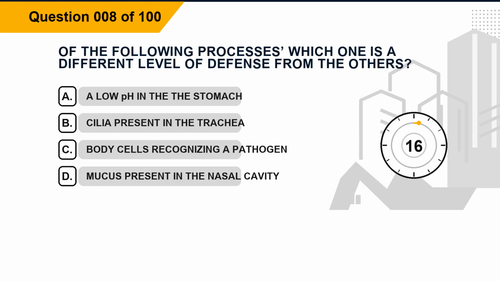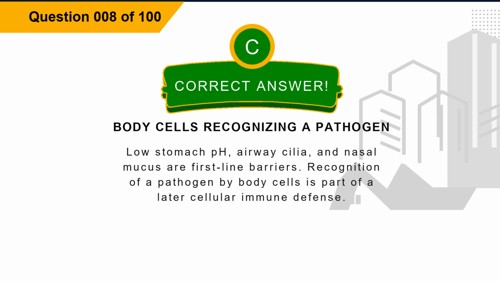Question 8. Of the following processes, which one is a different level of defense from the others? Option A, a low pH in the stomach. Option B, cilia present in the trachea. Option C, body cells recognizing a pathogen. Option D, mucus present in the nasal cavity. The correct answer is option C, body cells recognizing a pathogen. Explanation. Low stomach pH, airway cilia, and nasal mucus are first-line barriers. Recognition of a pathogen by body cells is part of a later cellular immune defense.